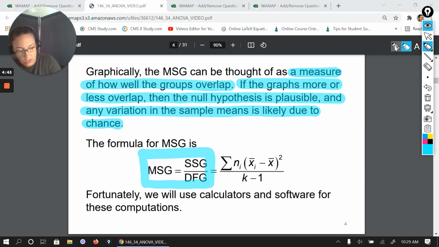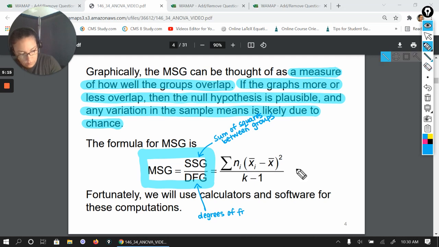So let me define what those are. SSG is the sum of squares between groups. And the DFG is the degrees of freedom of the groups. And remember that that is calculated by taking the number of groups minus 1, or k minus 1.